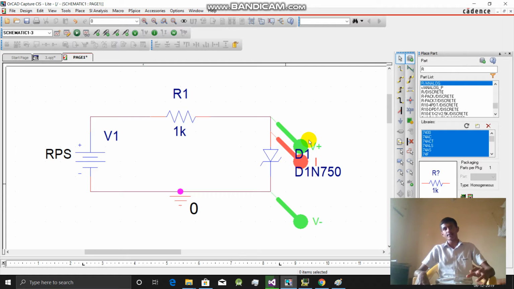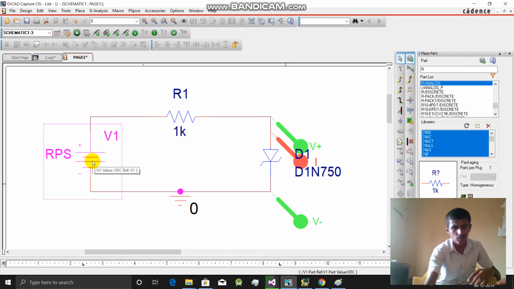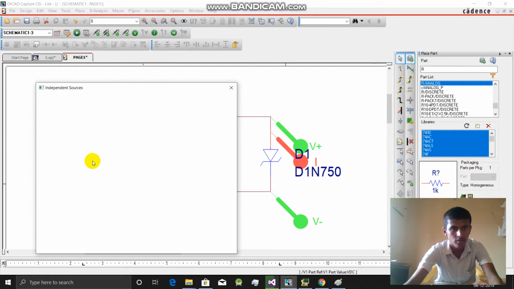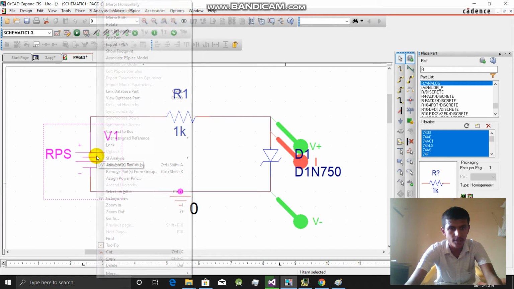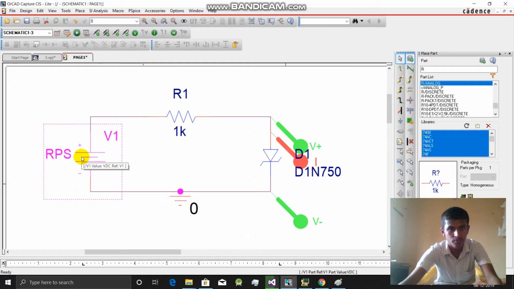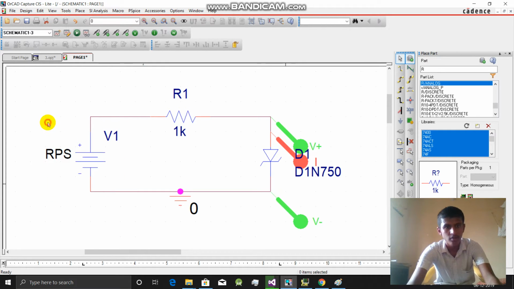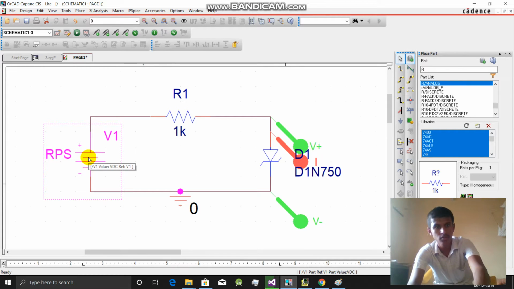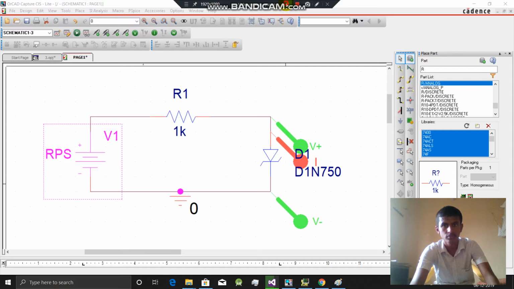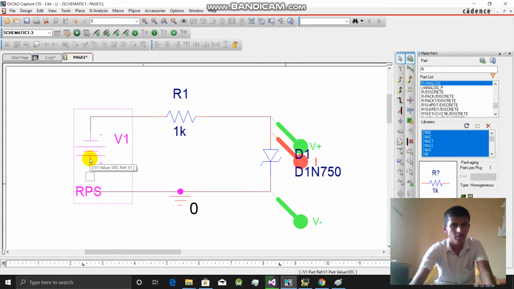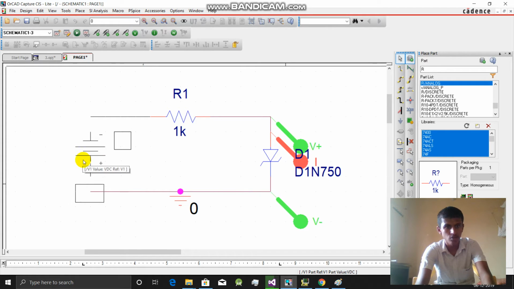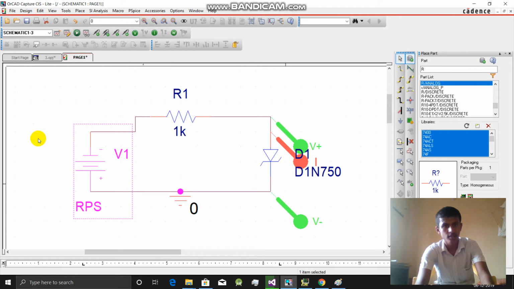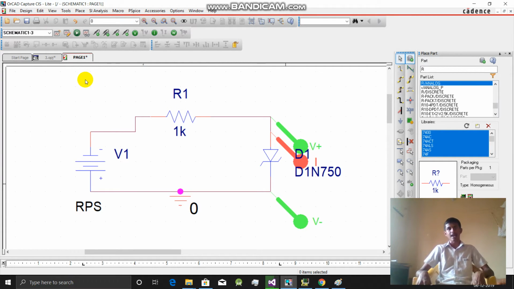Then let's see its reverse characteristics. How to see the reverse bias characteristics? You just need to reverse the polarity. That's it. Sorry, to reverse the polarity. So, okay, I will reverse. That's it. You need to connect it properly. Yes, now it is the reverse bias characteristics.